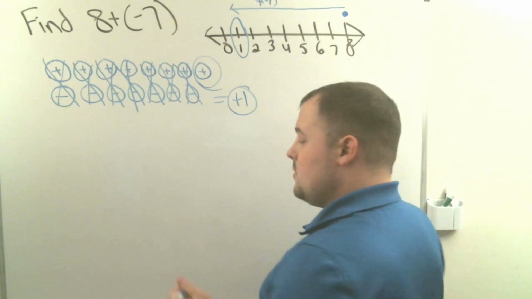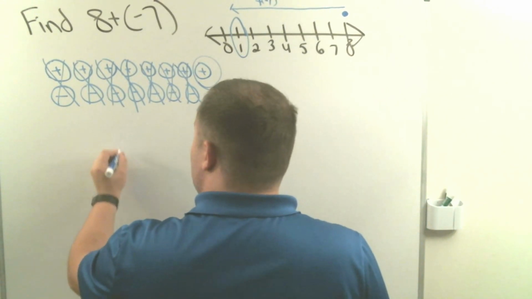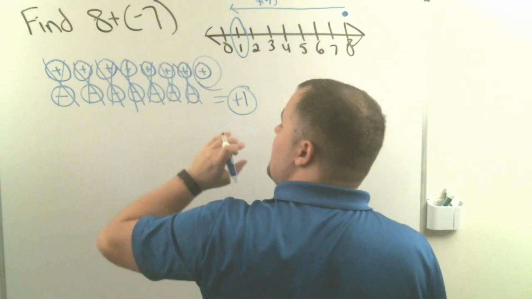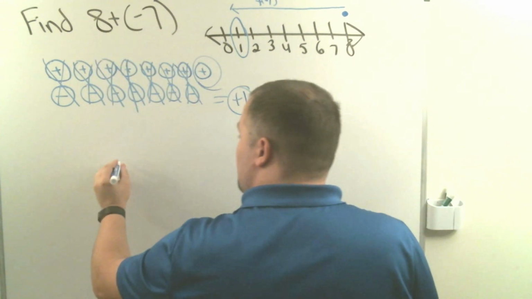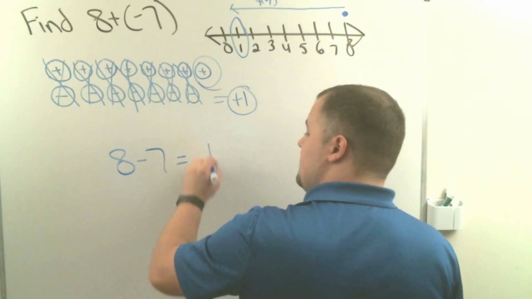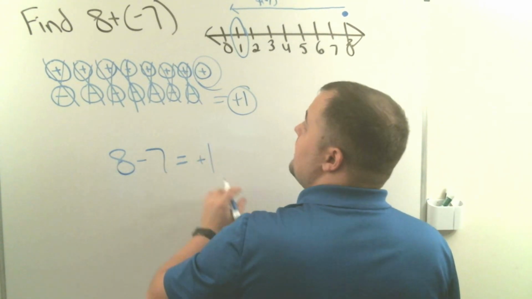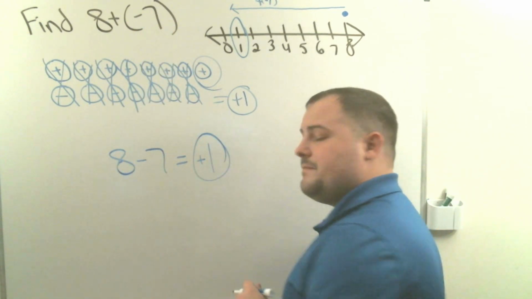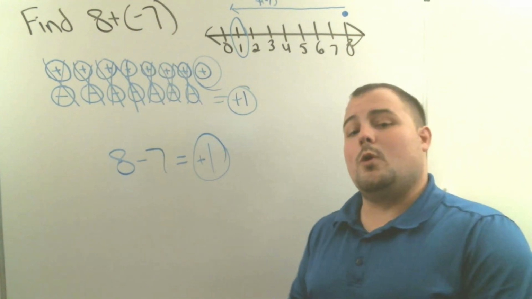The last way we can do it is the final method. We look at the absolute values. This is 8, this is 7. And since we know 8 is bigger, we're going to do 8 minus 7. Well, 8 take away 7 is a positive 1. And 8 is bigger than 7, so we keep the sign as a positive. So our final answer is 1.